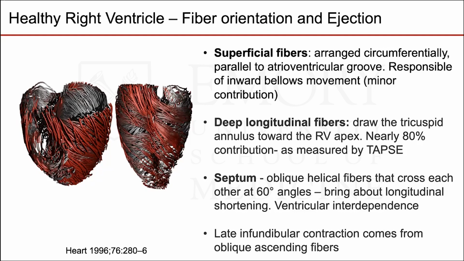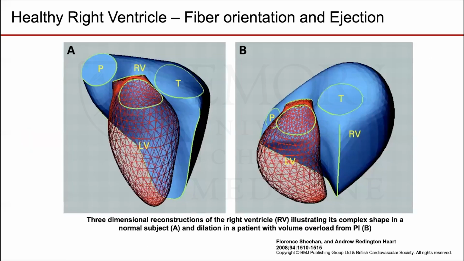The septum is shared between LV and RV. It has oblique helical fibers that cross each other at 60-degree angles and bring about longitudinal shortening. It is also responsible for ventricular interdependence. And then late infundibular contraction comes from oblique ascending fibers.